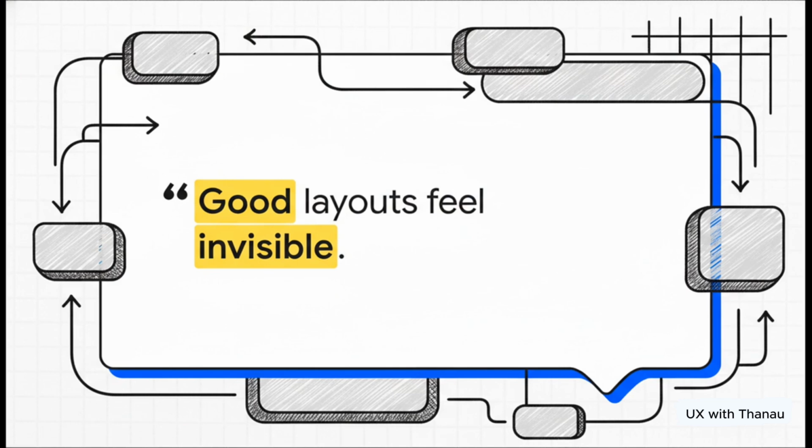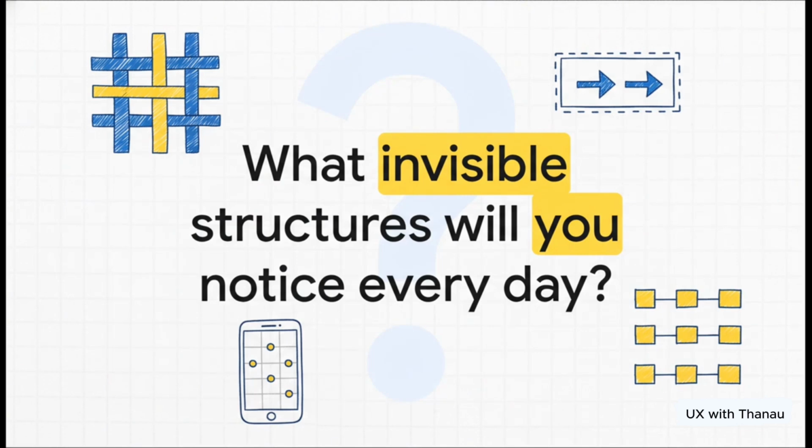When a layout is done well, you don't notice the structure. You don't see the grid lines. You just have this seamless, intuitive experience where everything flows perfectly. It just feels effortless. So, I'm going to leave you with this final thought. Now that you know the secret, what invisible structures are you going to start noticing? As you use your favorite apps and websites today, pay attention to the alignment, the spacing. You'll be amazed at the hidden order you can now see everywhere.